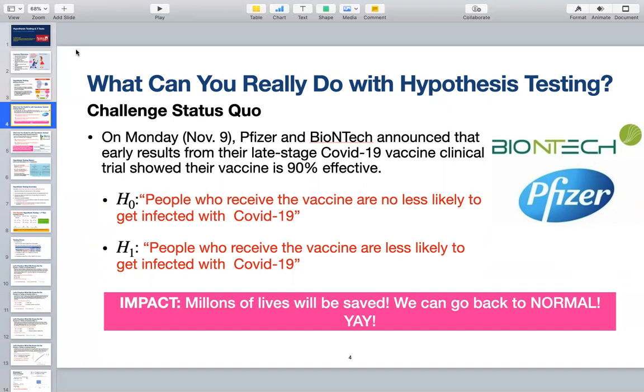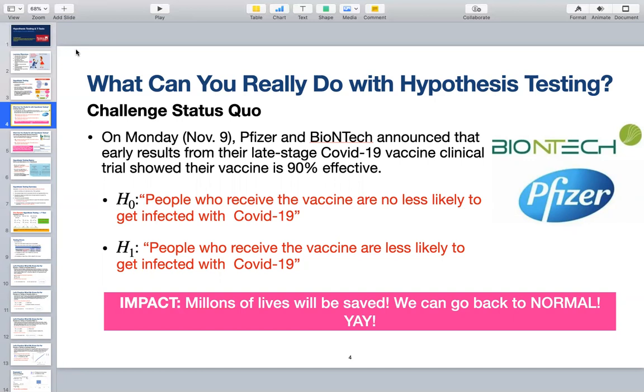And I'm 100% sure that they asked these simple two questions, and they must have done some hypothesis testing to convince the people at FDA that their vaccine is 90% effective. And when we look at the status quo, we would assume that they ask this question: people who receive the vaccine are no less likely to get infected with COVID-19. This would be the claim that represents the current status quo. And the alternative one would be H1. People who receive the vaccine are less likely to get infected with COVID-19, right?